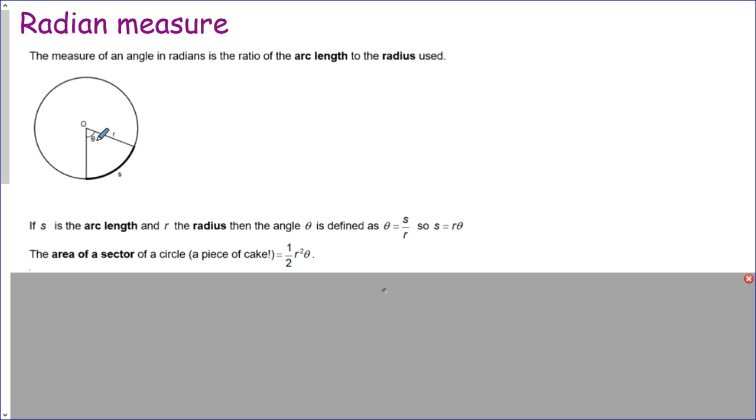The measure of an angle in radians is actually the ratio of the arc length to the radius, so that the size of this angle theta is actually S over R. All right. So in fact, the length of an arc, if the angle is measured in radians, is just R times theta. And that formula gets given to you on your formula sheet, as does the formula for the area of a sector. A sector is a piece of cake. Okay, all of this stuff's actually a piece of cake. And the area of a sector is a half times r squared times theta. Remember, theta must be in radians.